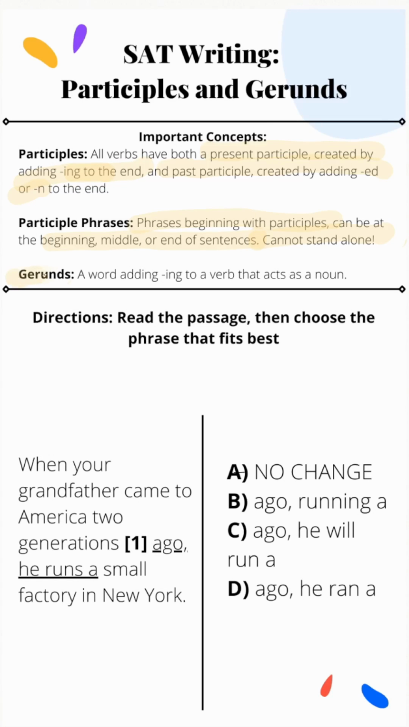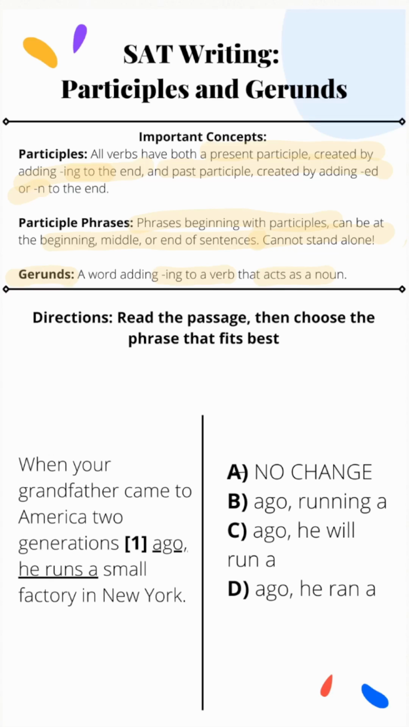Finally, we have gerunds. Now, gerunds are a little different. They're like participles in that you add -ing to a verb, but in this case, it acts as a noun. The main giveaway of a gerund versus a participle is that you often have gerunds coming right after pronouns.